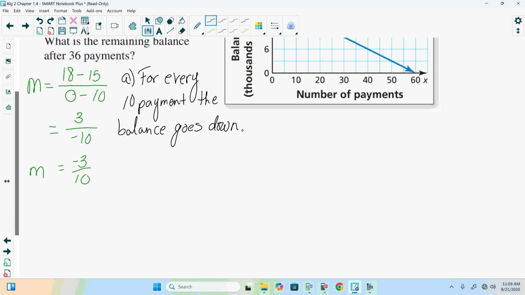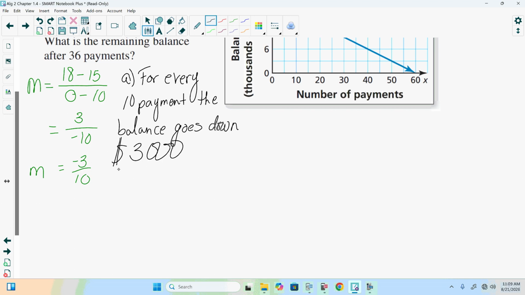And I would almost agree with this. Goes down 3, what? Look at the chart. The balance is in thousands, so it's really not going down 3, it's going down 3,000. So every 10 payments, it goes down $3,000.